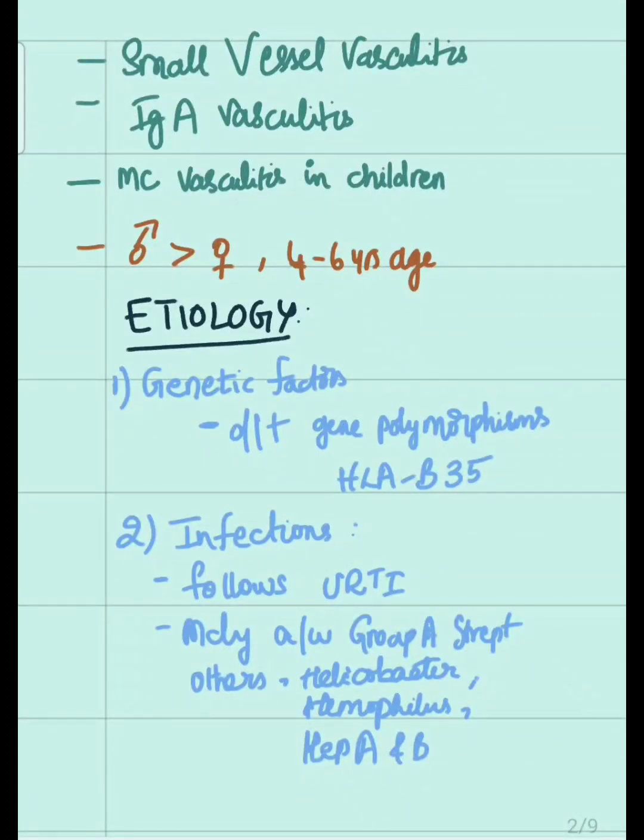In today's video we'll be discussing Henoch-Schönlein purpura. Henoch-Schönlein purpura is a small vessel IgA mediated vasculitis and it is the most common type of vasculitis seen in children.